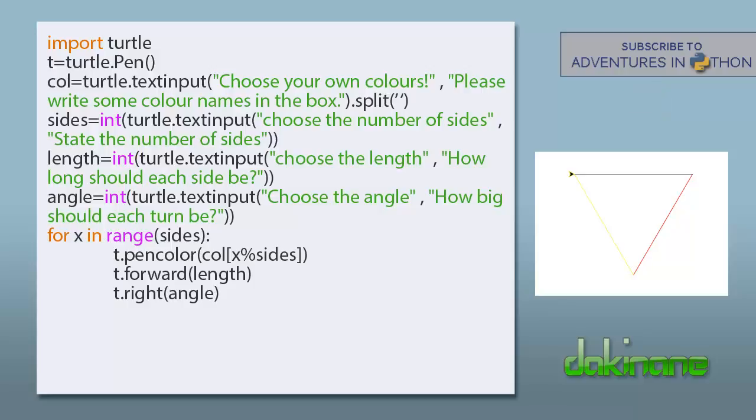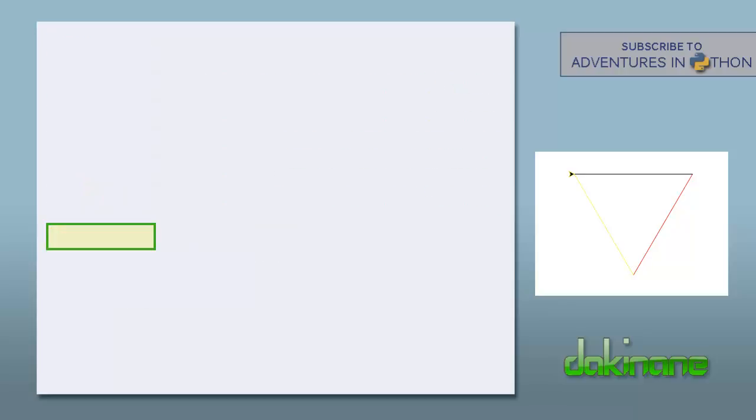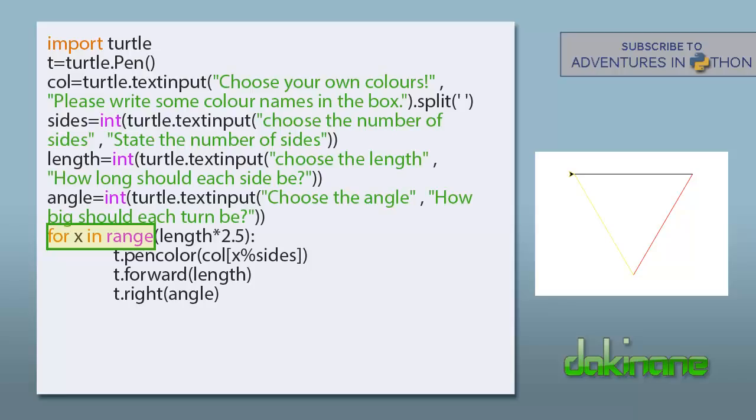Having cracked that nut, I now wanted to go the distance and start to play with the range element of the for x in range statement. My first idea was to simply use the length variable and multiply this by 2.5 to get a large enough repeat value. However, when I did this, I got the following error message: float object cannot be interpreted as an integer.